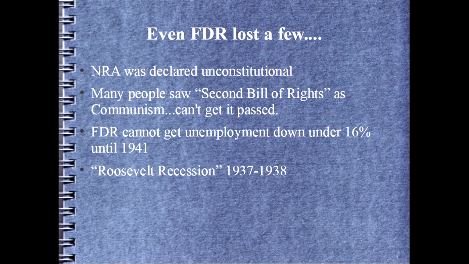Well, FDR is not invincible. Even he lost a few. The NRA, National Recovery Administration, was actually declared unconstitutional, so he had to scrap that, but the rest of it was okay. The Second Bill of Rights, some people saw it as communism. They couldn't get that passed. FDR tried with all the work projects and Public Works Administration and everything, but could not get unemployment down under 16%. In 1941, when the war breaks loose, suddenly everybody's got a job at a factory. But that number, way too high, just cannot seem to cut into that.